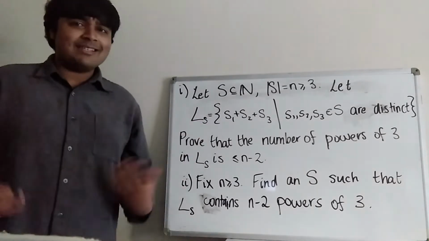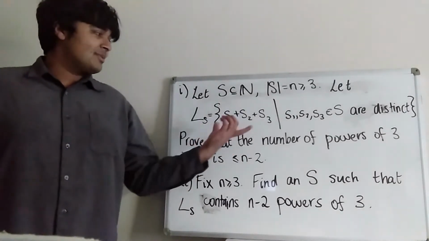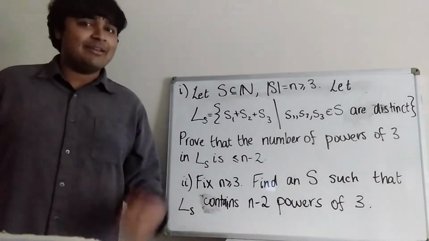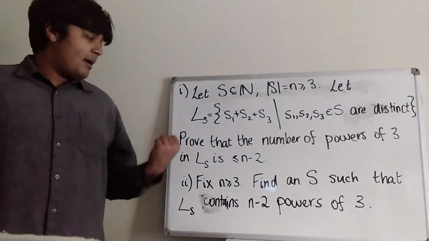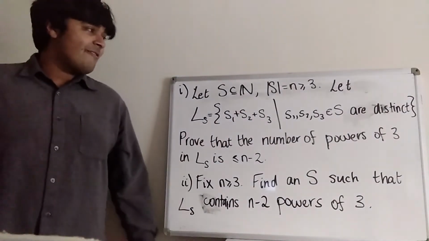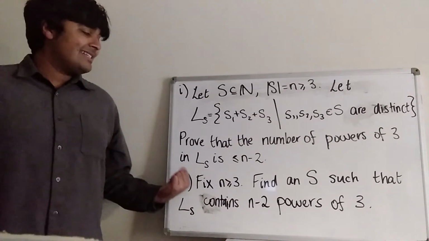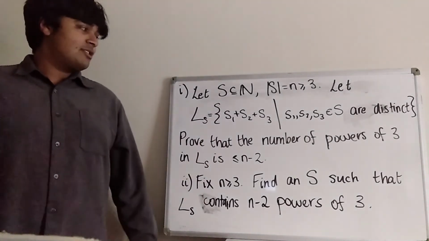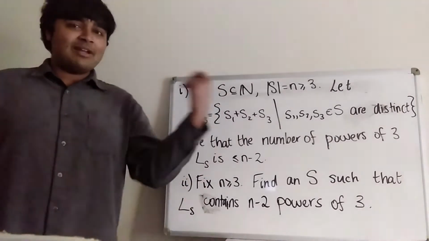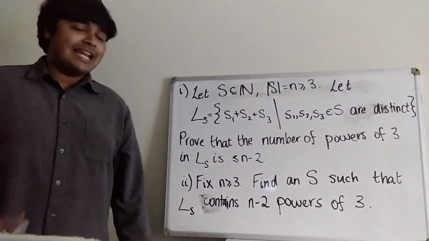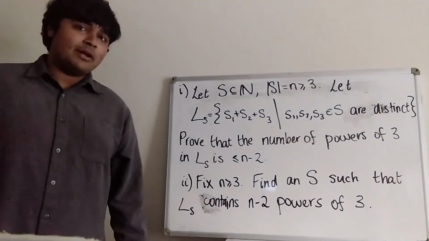So Ls is simply the numbers which can be written as the sum of 3 distinct elements of S. For part 1, we want to prove that the number of powers of 3 in Ls is at most n minus 2. So we look at the set Ls and count however many powers of 3 there are in Ls, and it should be at most n minus 2.